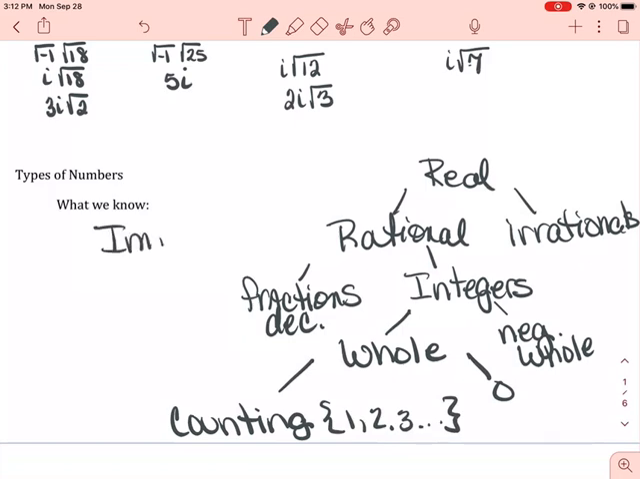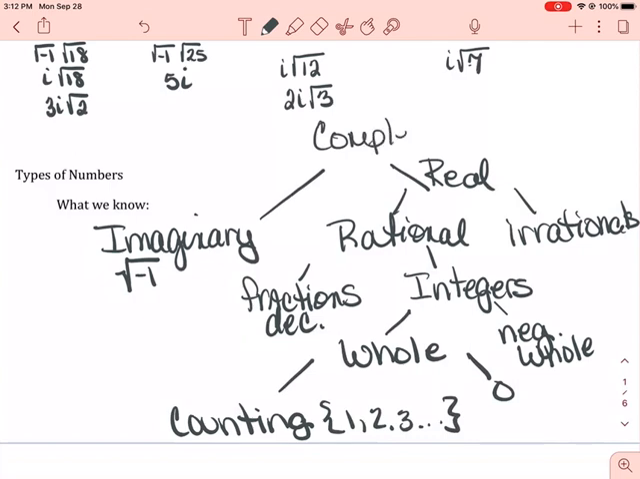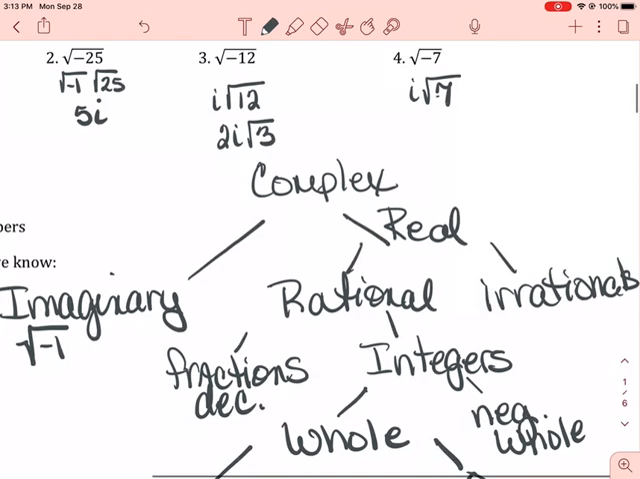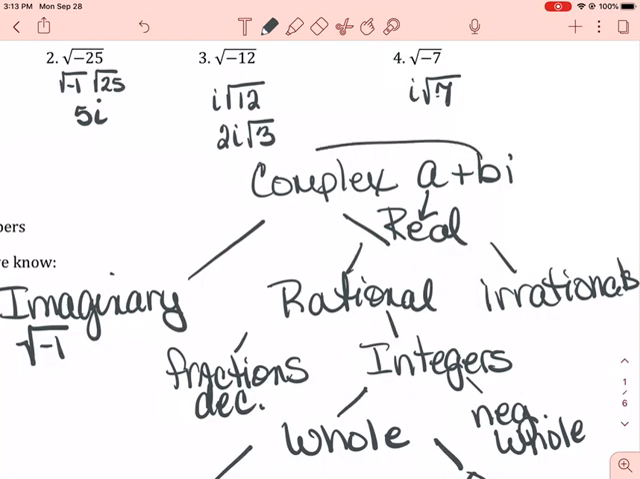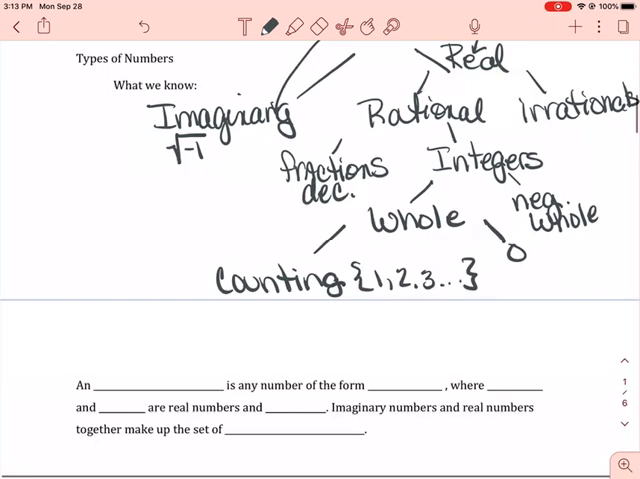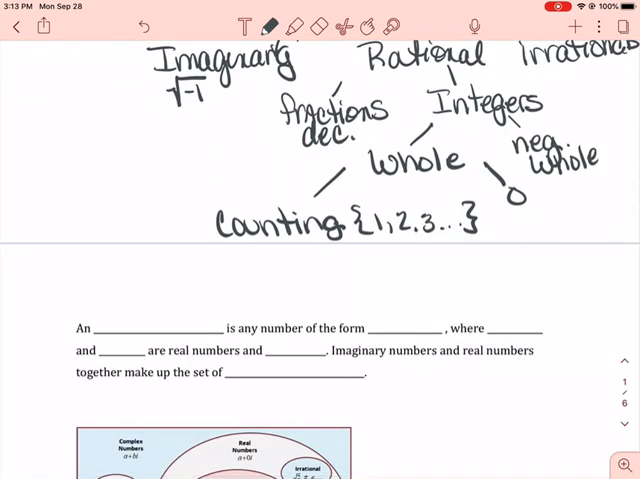Over on the side here, we have imaginary. These are square roots of negatives. And when you put the imaginaries with the reals, you get every number that we know at this time, called complex. So those are all the numbers in the world. We added the imaginaries and got the complex. The complex are any numbers that can be written as a + bi, where a is a real and bi works with the imaginaries. All right, let's define that a little bit more.